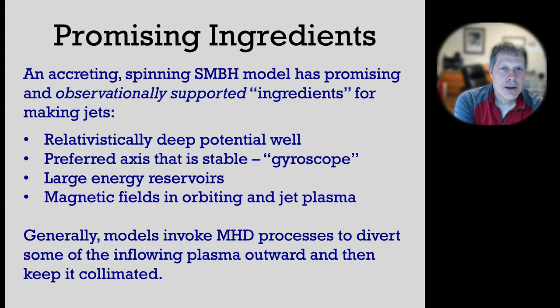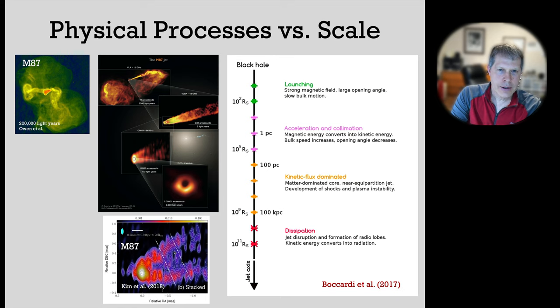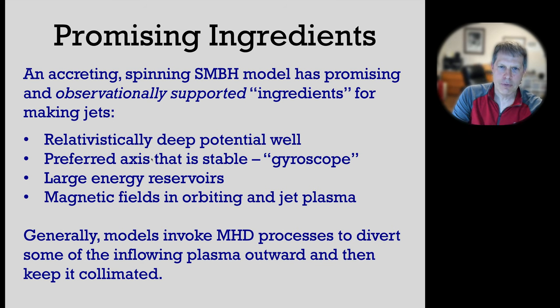So, an accreting, spinning, supermassive black hole model has promising and observationally supported ingredients for making jets. You have a relativistically deep potential well associated with the supermassive black hole. That was clearly demonstrated, for example, in our lecture on the black hole region. You also have a preferred axis, the spin axis of the black hole, that is stable. That can give you the necessary gyroscope that would be required to maintain a jet pointed in the same direction on scales ranging from 7 Schwarzschild radii all the way out to 3,000 light years and beyond.